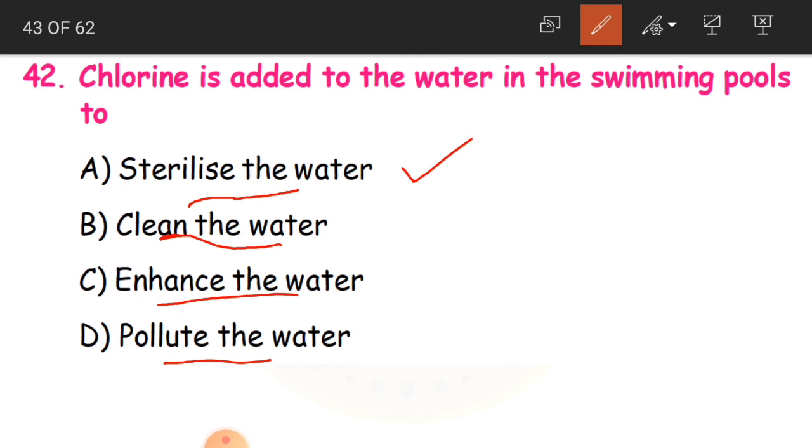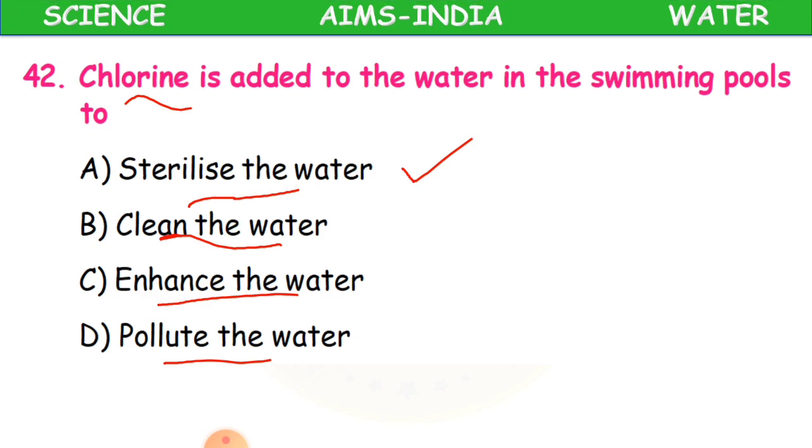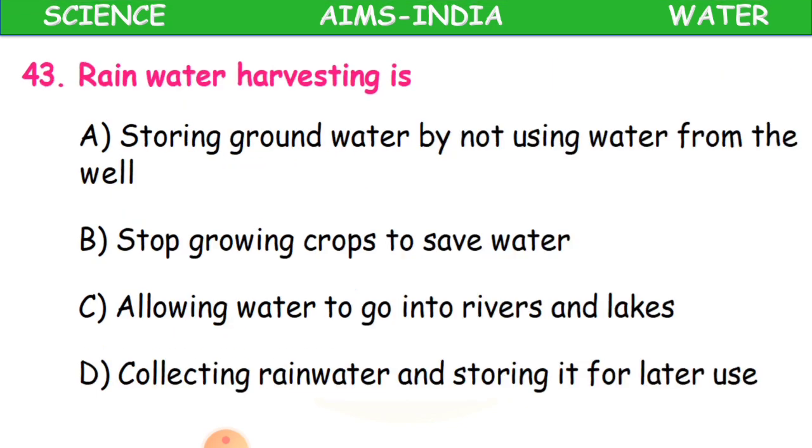Cleaning, in the sense, just cleans the water, but it will not kill the harmful germs in the water. But chlorine is added to sterilize the water, to kill all the bacteria or all the germs in the water. Because in swimming pools, we are going to swim, so if we take impure water, then it is going to cause harm to our health. So we have to sterilize the water, kill the germs and bacteria in the water. So that is why we use chlorine. Clear, children? Now 43rd question.